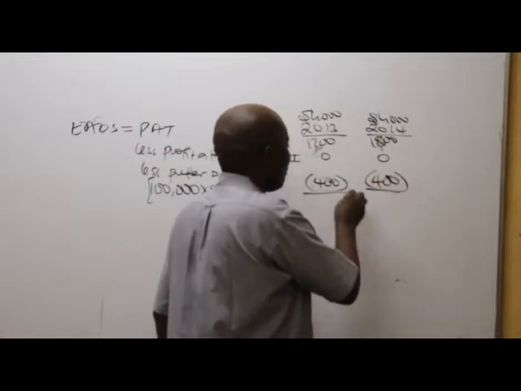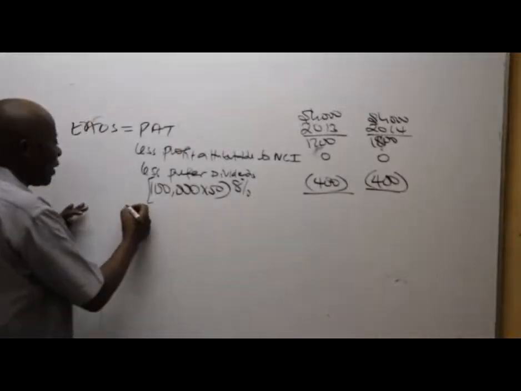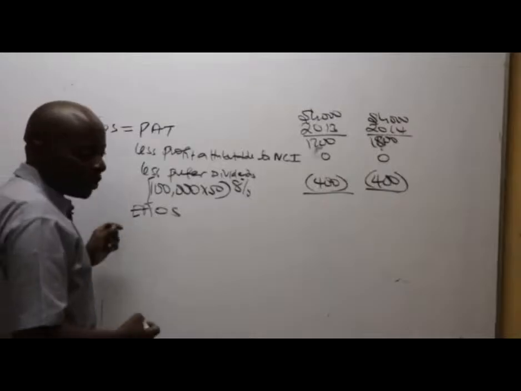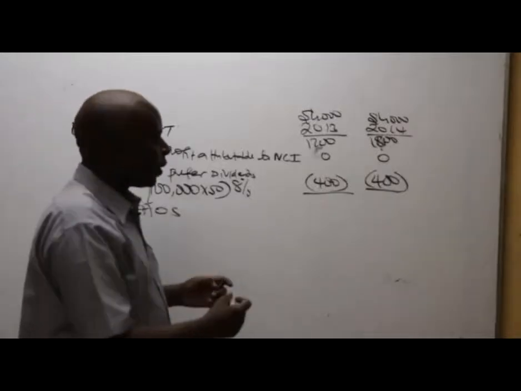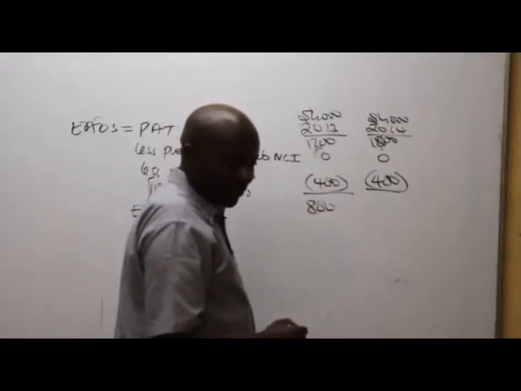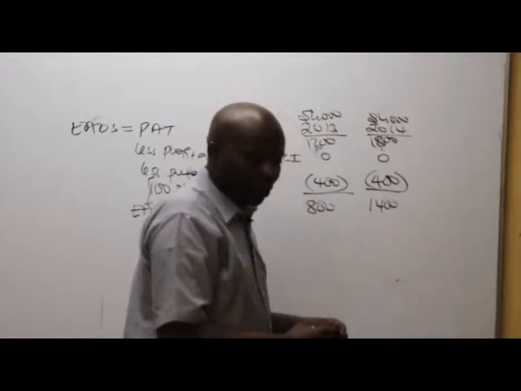Thank you very much. So please come and subtract for you to be able to give us the earnings attributable to ordinary shareholders. This one I'm pretty much aware that it's 800, right? And 1400. I can see good questions here.